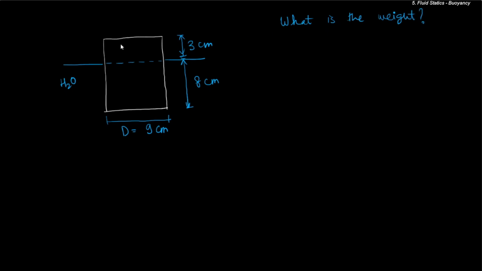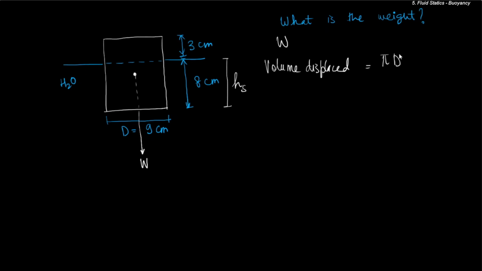So the weight of the body, let's say it is W. So W acts at the center of gravity, which is over here. Now the volume displaced is equal to pi d square by 4 multiplied by the height. So let us write it in terms of symbols. Let me call this as H submerged. So it will be pi d square by 4 multiplied by H submerged.